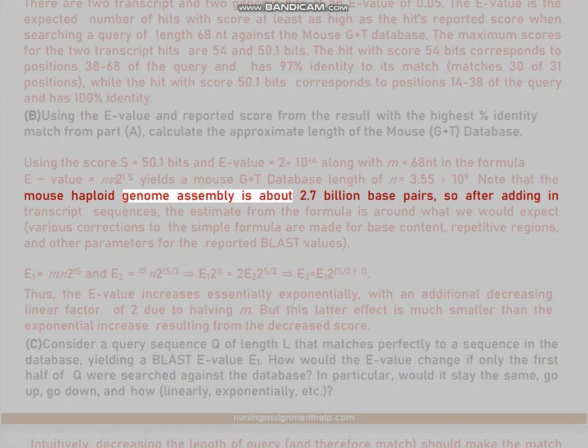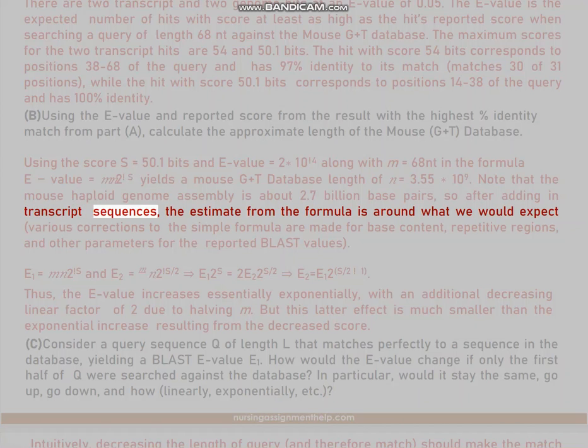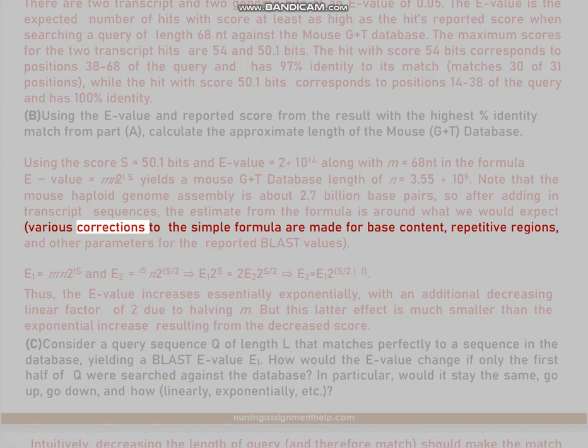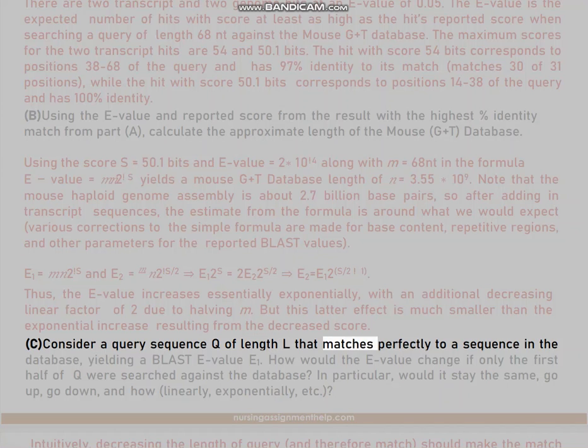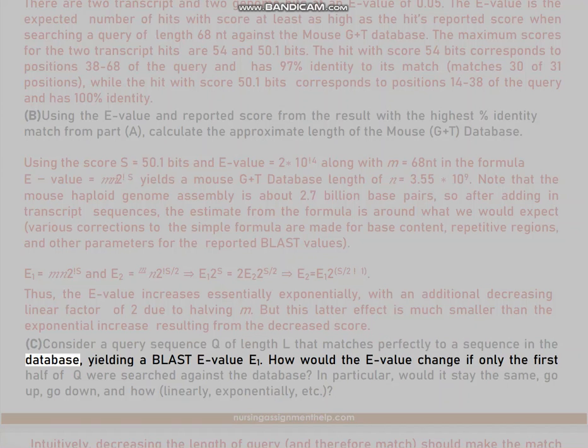Mouse haploid genome assembly is about 2.7 billion base pairs, so after adding in transcript sequences, the estimate from the formula is around what we would expect. Various corrections to the simple formula are made for base content, repetitive regions, and other parameters for the reported BLAST values. C. Consider a query sequence Q of length L that matches perfectly to a sequence in the database, yielding a BLAST e-value E1.